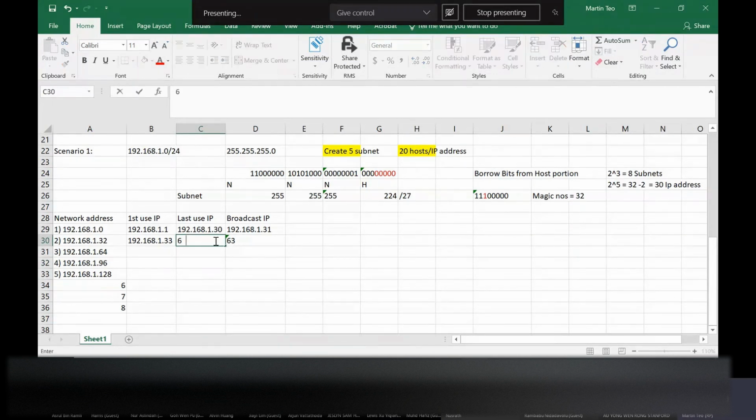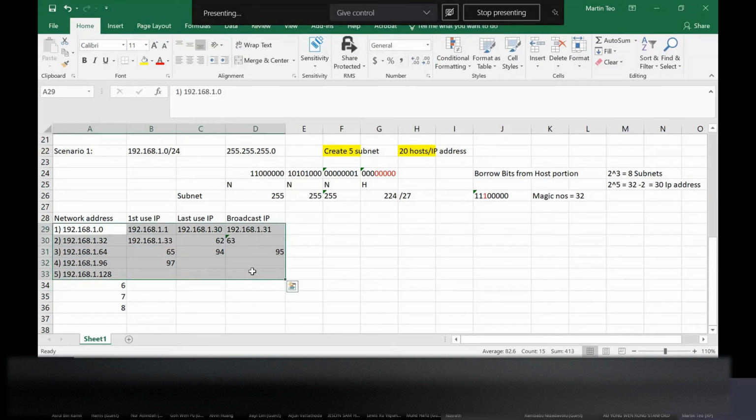This will be 62. Then this will be 65. This will be 95. This will be 94. From 65, this one will be 95. Yeah, 94. This one will be 97. So you go and populate all these things down. Then you get your whole 5 subnets that you can assign to your router for the configuration.